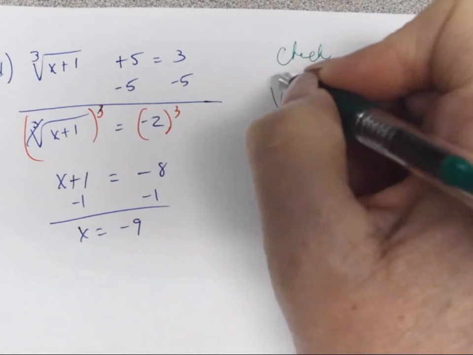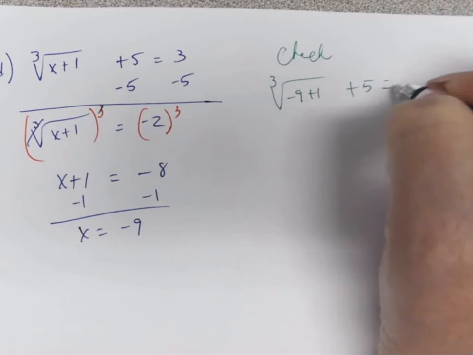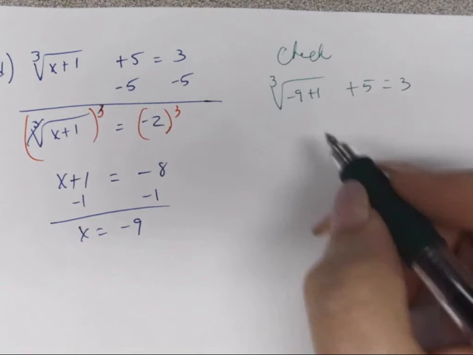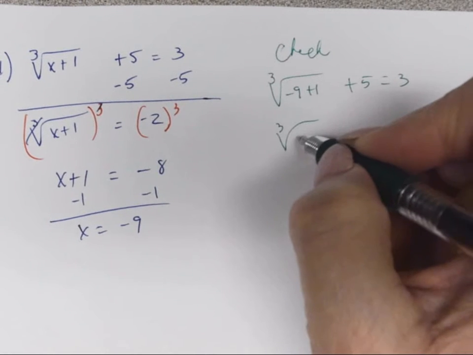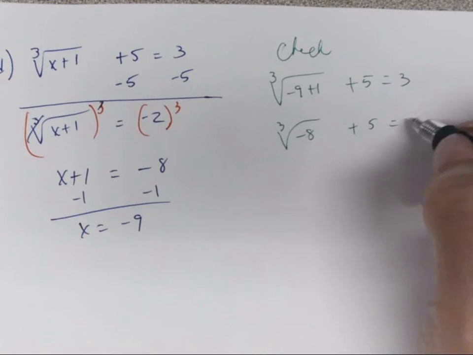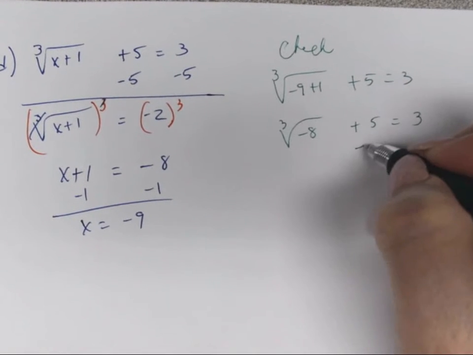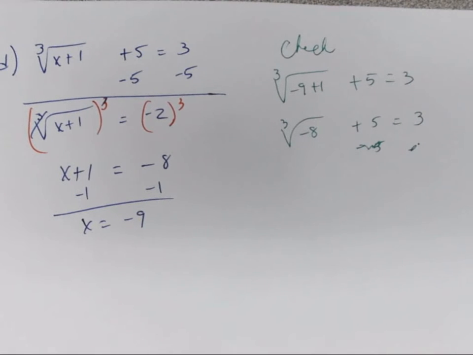So we have the cubed root of negative 9 plus 1 plus 5 equals 3. Well, negative 9 plus 1 gets us negative 8. So the cubed root of negative 8 plus 5 equals 3. We'll subtract our 5 over. Well, actually, we don't need to do that. Sorry about that. We don't actually need to do that.